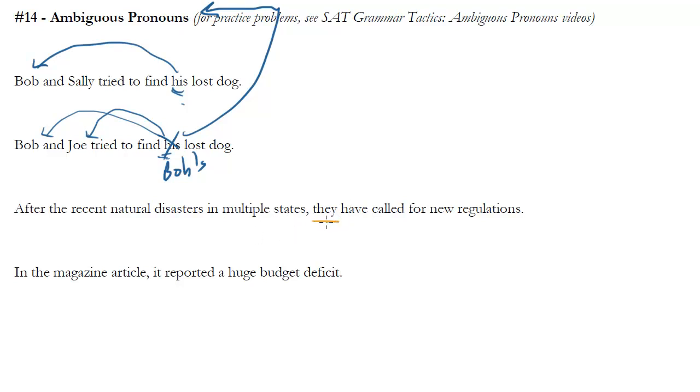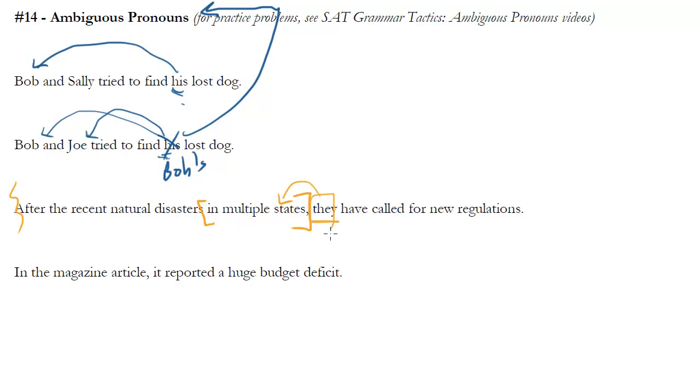So they, who's the they? You might say, oh, well, it's the multiple states. Well, be careful. Remember what I said about prepositional phrases. Nouns in prepositional phrases are very rarely going to contain the antecedent. Sometimes on some sentences they do. In sentences like this, they don't, because we have this initial modifier after the recent natural disasters in multiple states. They. Well, who they? I mean, is it the states? Maybe. Is it people in the states? Is it government? Is it the people? Who is it? We don't know.